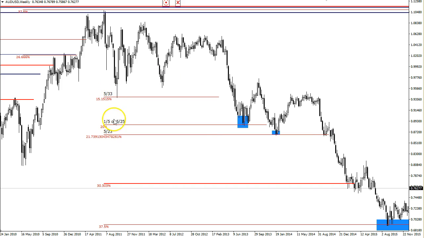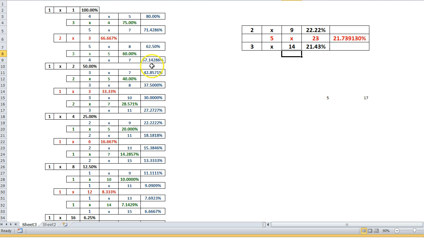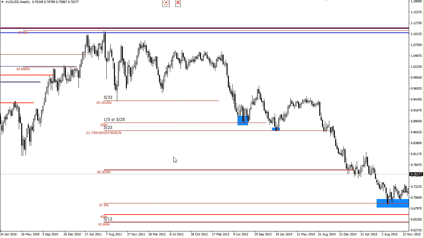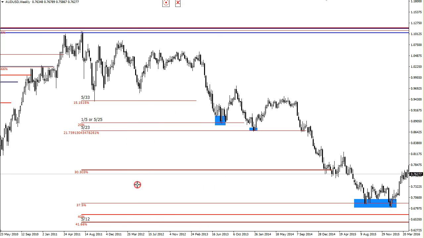So 5 by 33, 5 by 25, and here you have 5 by 12, and 5 by 14. 40 is 2 by 5. 2 by 5 can also be 10 by 25. You multiply both numbers by 5, so 10 is 2 times 5. So there is a relation also. Okay, so now this is the relation with number 5.